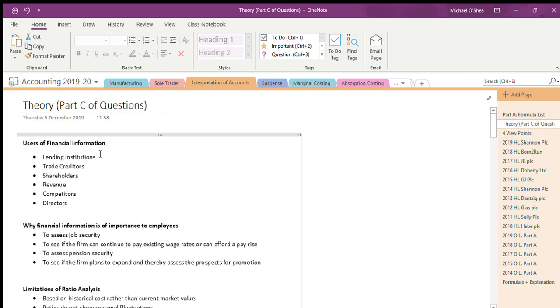The second part is identify two users of financial information, which should be quite easy. Two users of financial information: lending institutions, debenture holders for example, or banks who give us money; trade creditors who are waiting on how long it takes for us to pay them; shareholders, ordinary shareholders, new shareholders; the revenue, the government; our competitors, who would like to see how we're doing; and directors, people who are involved in running the company. But straight away, the ones that should jump out at you are shareholders or new investors, and lending institutions, so banks and debenture holders.